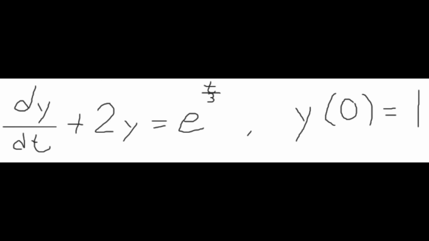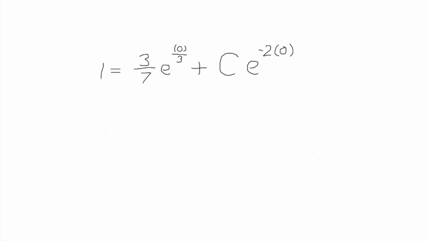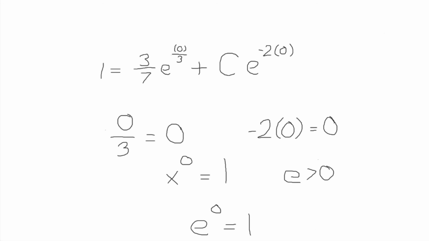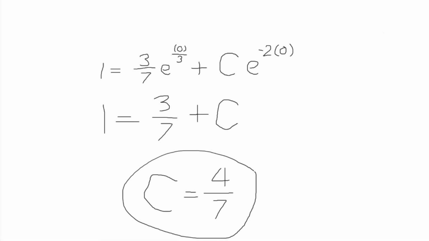Now all we have to do is come up with a specific solution under the condition that y of 0 equals 1. First, all I had to do was plug in 1 for y and 0 for t wherever they were found in the equation. Next, using the properties of the number 0 and exponent rules, I can conclude that we're left with e to the power of 0, which equals 1, so we can just get rid of the e's. So now I'm left with just constant terms.